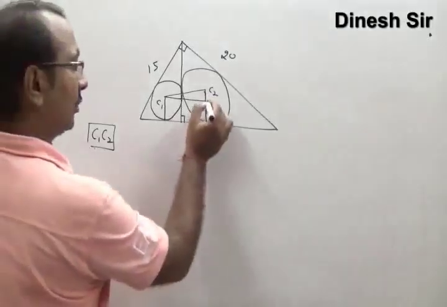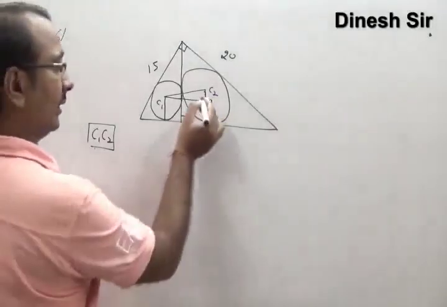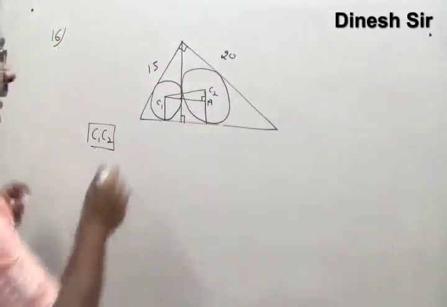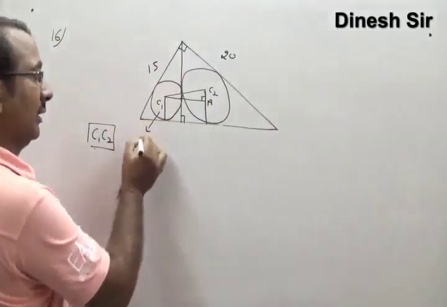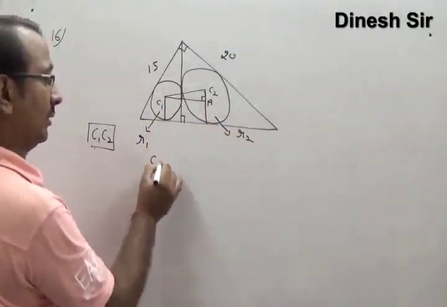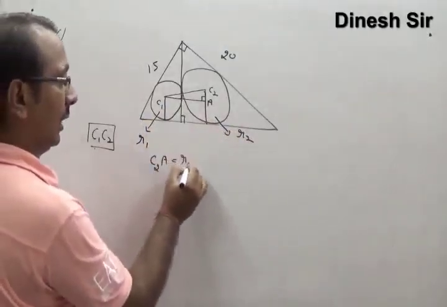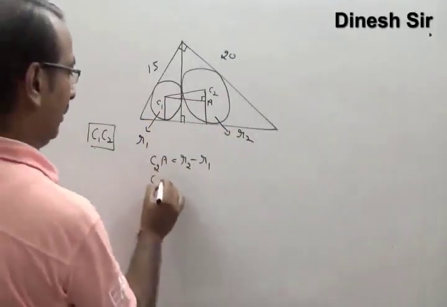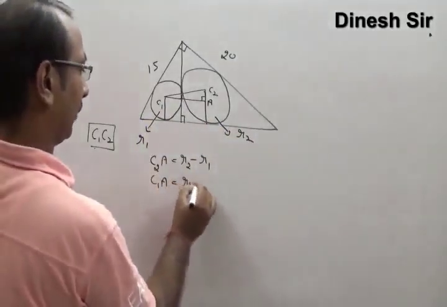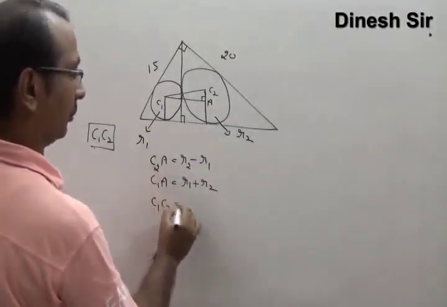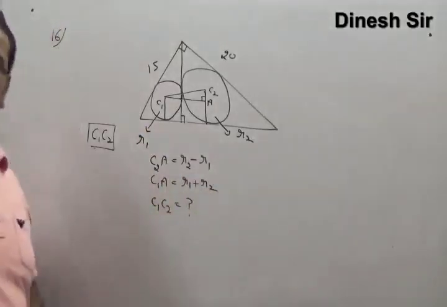Suppose if I say this point is A, so I may say that this angle is 90 degrees and we have to just find C2A. If I take the radius of the smaller circle as R1 and the radius of this circle as R2, then I can say that C2A is equal to R2 minus R1, right? And this C1A is said to be R1 plus R2. By applying Pythagoras, I can find C1C2. That is our scheme to answer the question.